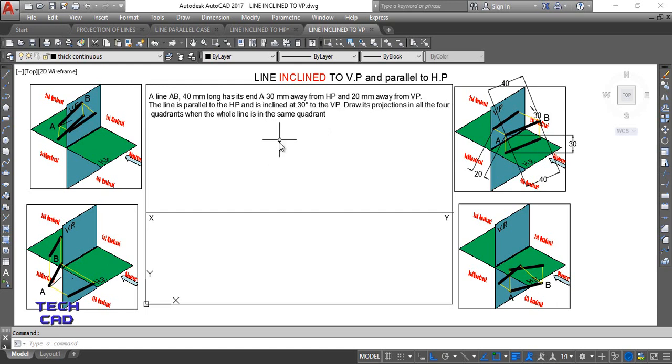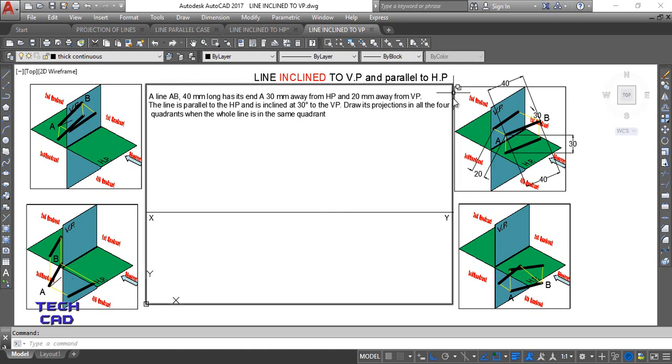So this is my question, and these are again the imagination of first, second, third and fourth quadrants. So line inclined to VP and parallel to HP. Okay, so let's see the question first. Line AB 40 mm long, again it is a true length, so the true length of the line is 40 mm, has its end A given 30 mm away from HP and 20 mm away from VP. Okay, so the line is parallel to HP, and is inclined at 30 degree to VP.